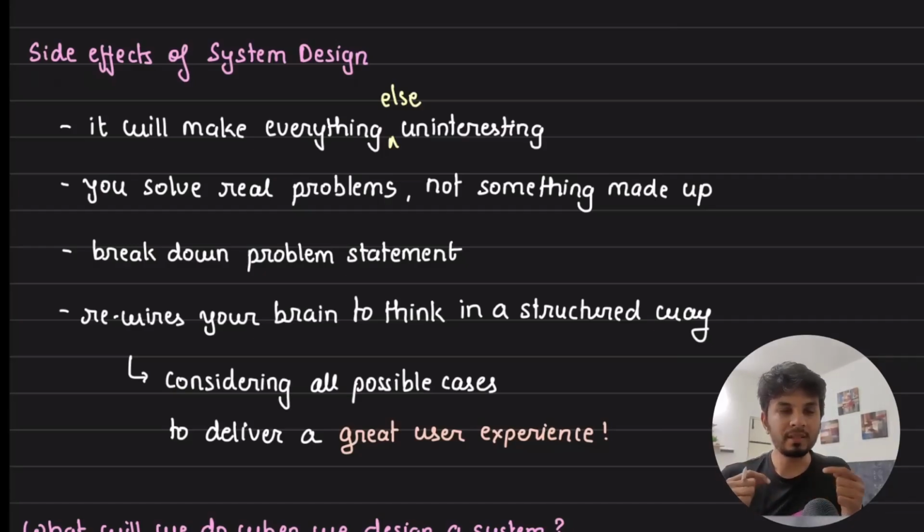And the best part is, when you design the system, you learn how to break down a big problem statement into smaller solvable problem statements, and you solve them individually and efficiently, and then you combine all of them to solve that big problem. So it will rewire your brain into thinking in a very structured way. When you think in a structured way, it would help you not only in designing good systems, it would help you in a lot of other aspects of your life as well. It just makes you a better thinker in general, right?